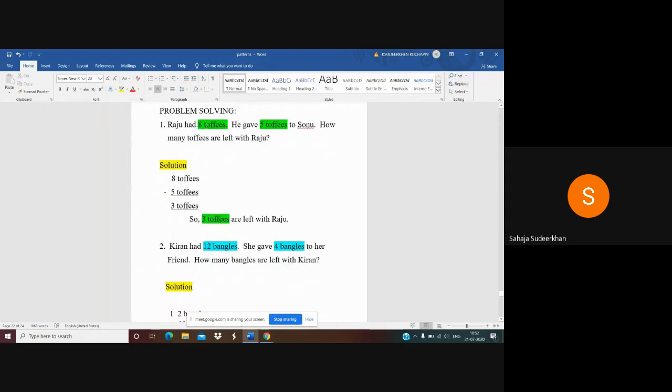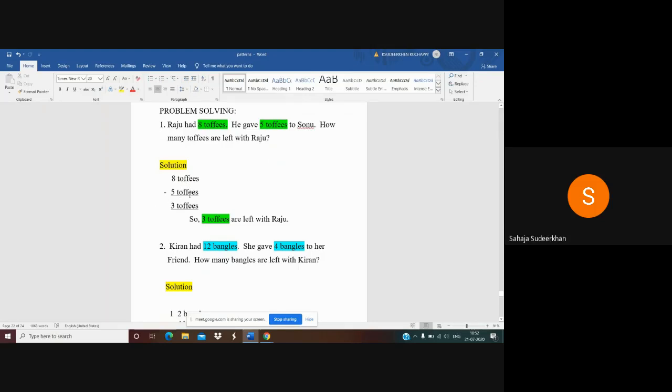Here, 8 toffees. You have to write here 8, then toffees. Then he gave him 5 toffees. So below 8, we write 5, then toffees. Then he gave to him, so the number reduced, became less. So which sign do we have to give? Yes, minus. So we have to put the minus sign here. Don't forget to put the sign here.